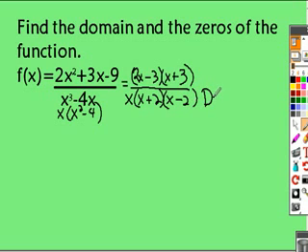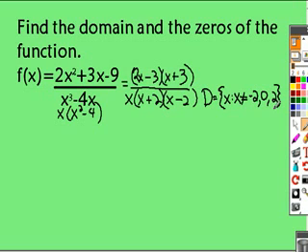Your domain is x such that x does not equal, what three values can't x be? We're looking at the denominator. And I only listed them in order from least to greatest because that's the way the homework answer that they did. I don't care what order you have as long as you have all three.